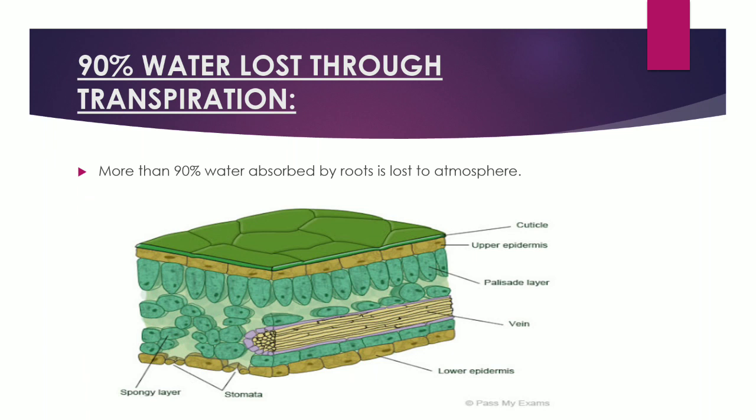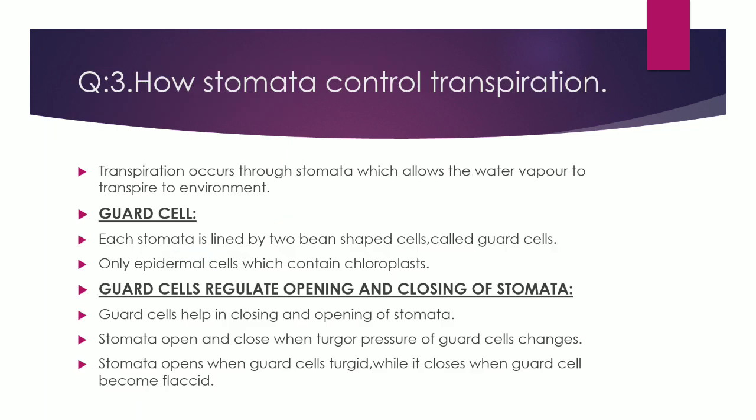So the water moves from the xylem vessels, the yellow veins shown here. From these xylem vessels the water moves into the mesophyll cells, and then from the mesophyll cells into the internal spaces, which you can clearly see over here, and from these spaces the water is transpired out through the stomata. So more than 90% of the water absorbed by the roots is lost to the atmosphere.